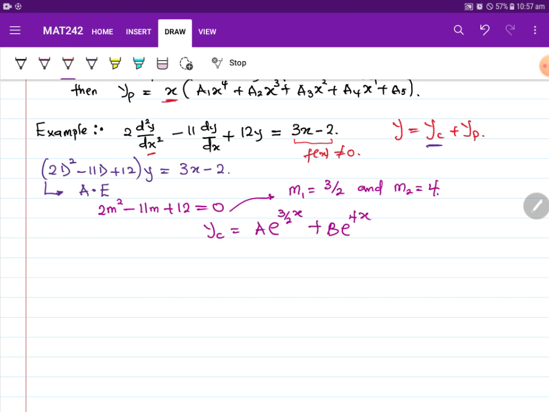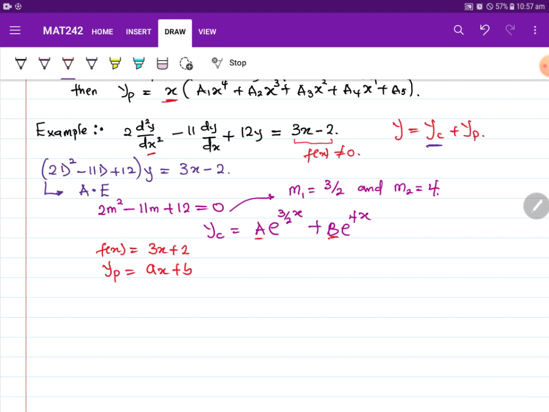Now we have to consider yp, okay? We've gotten our yc. Now let's look into yp. Since f of x is 3x minus 2, okay? Then yp will be ax plus b. I'm taking my small letter a, small letter b to be my constants, because I've made use of capital letter A, capital letter B as my constants there. Okay.